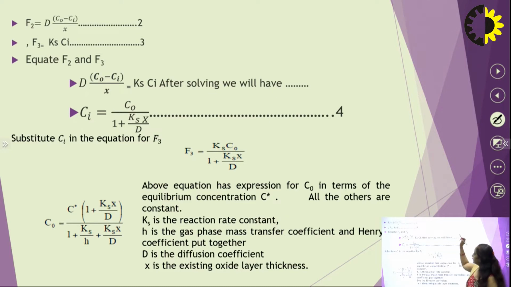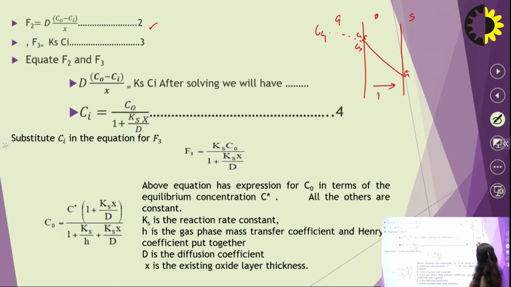The second flux equation is F2 equals D times (C naught minus Ci) divided by x. So that was C naught minus Ci. We have the gas, oxide and silicon, with Cg, Cs, C naught and Ci. We are writing this flux equation F2 for this region. Here F1 is the flux in the gas region, and F3 is in the silicon part.